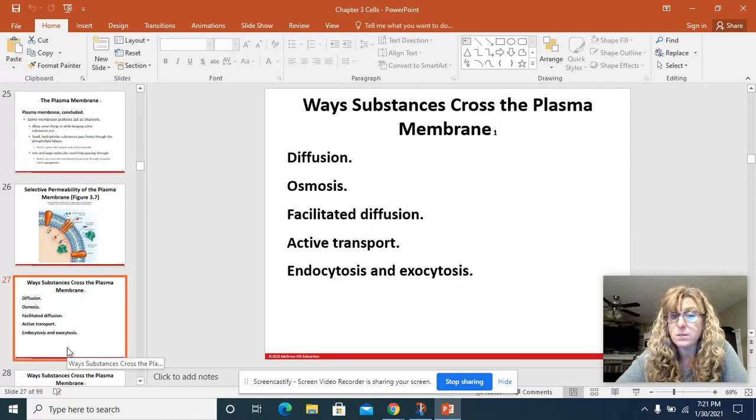Diffusion and osmosis. Then you've got facilitated diffusion. All 3 of these are passive. They don't take any energy. And then you have active transport, endocytosis, and exocytosis. These do need energy to work. So these are active processes.